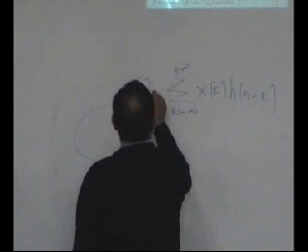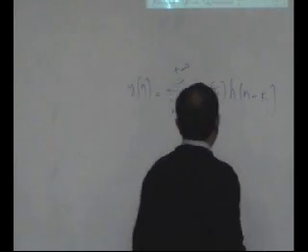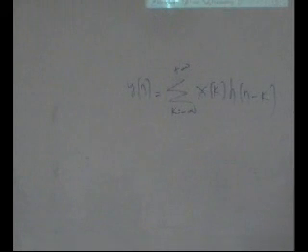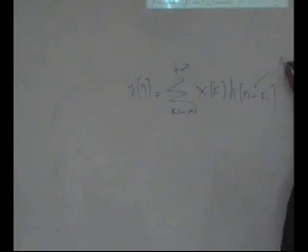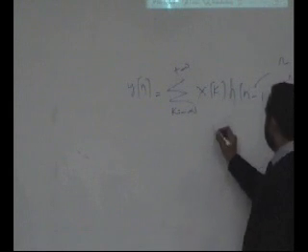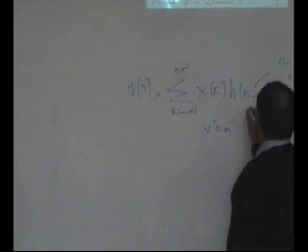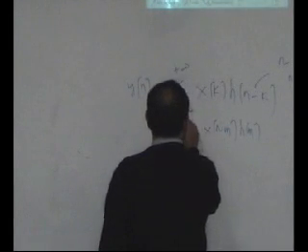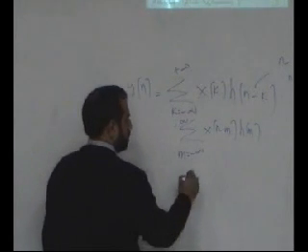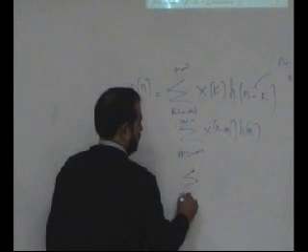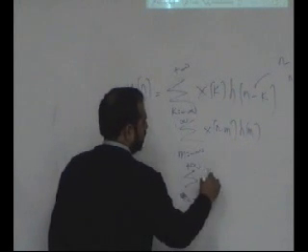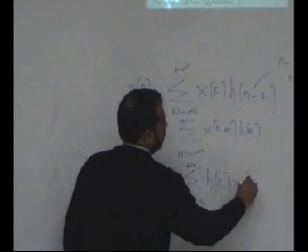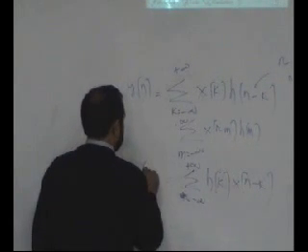So this is a mathematical expression. Interestingly, if you just replace n minus k by m, then k will be n minus m. So this x of k will be x of n minus m, or this will be h of m, and the summation will now run over m. Now replace m by k, so k goes from minus infinity to plus infinity, h of k x of n minus k.